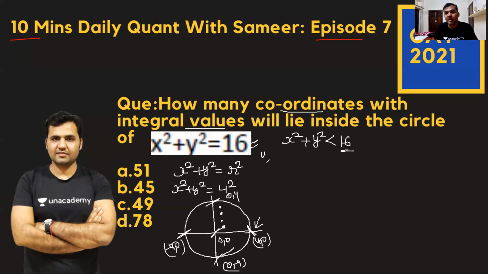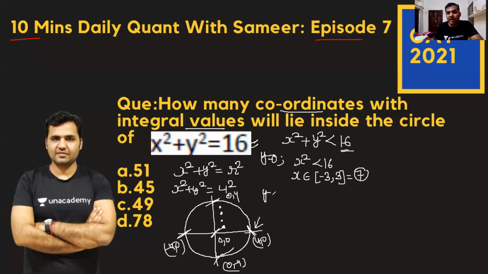If I put y as 0 here, I'll get x square to be less than 16. Now the square of x should be less than 16. That means x can be anything from minus 3 to 3, right? Square of minus 3 is also plus 9, and square of plus 3 is also plus 9. So therefore, x can be anything from minus 3 to 3. Minus 3 to 3 will give you 7 points.